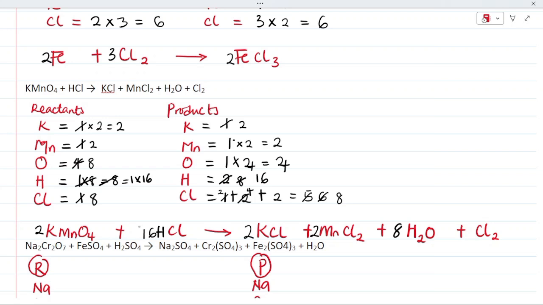And then again, what happens? Your chlorine, every part you adjust must be recounted. Your chlorine is no longer 8 anymore. It is now 16. So let's see. What did we have? We had 2 plus 4 plus 2, and there we had 8. So now what do we do? Now if you observe, if you begin to adjust this chlorine or this chlorine, it goes back to affect your potassium and your manganese again.